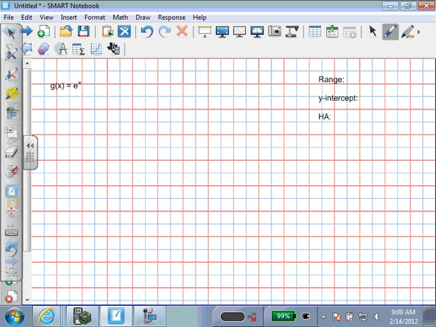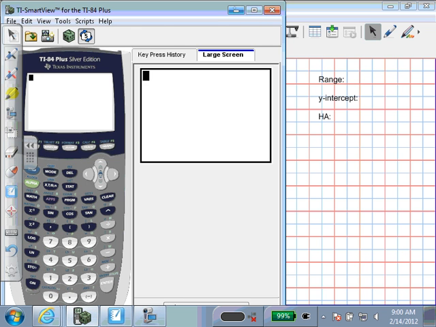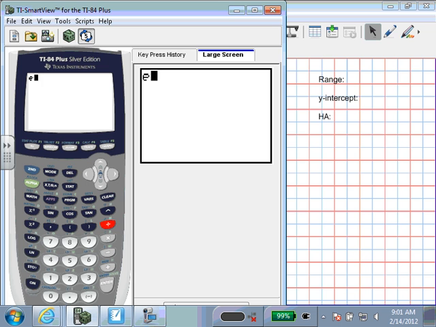E to the x. E is a number like pi. It's an irrational number, but it is well defined. I'll show it to you on our calculator. If I do the second function of divide, that's e, and if I hit enter, it will show you that e is about 2.718, which means it's close to 3.